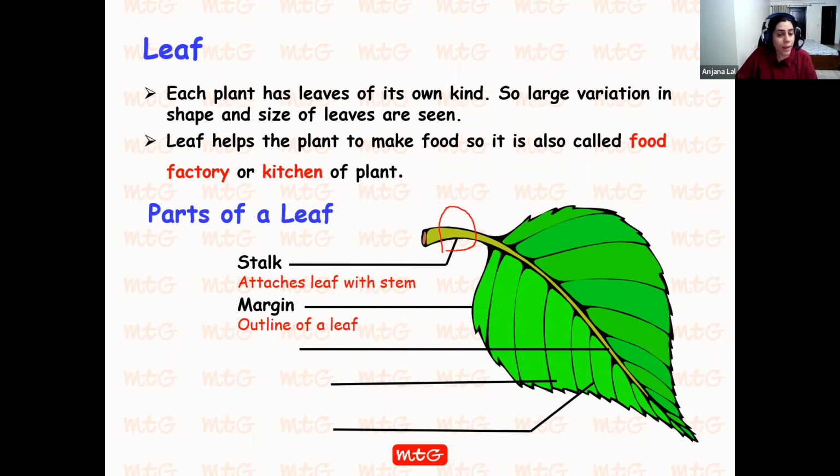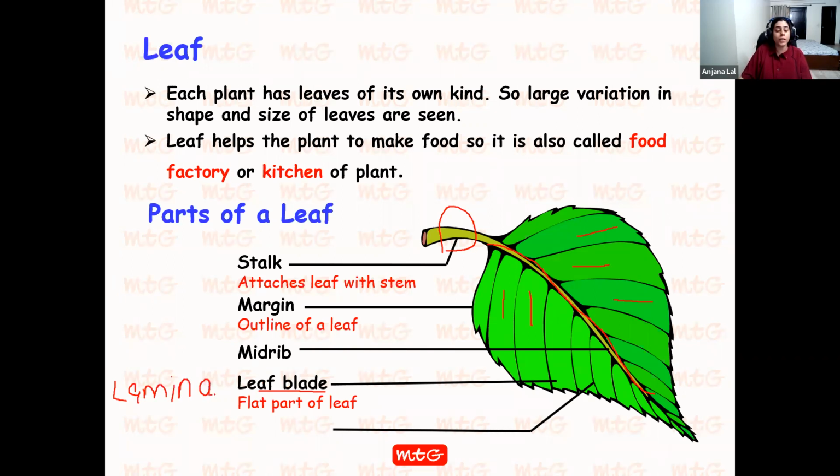Now we're talking about the margin. Margin is the outline of the leaf. The outline part of the leaf is known as the margin, whereas the stalk is the part where the leaf is attached to the stem. Now there is a midrib. This center part, children, can you see? The center part is known as the midrib. And then there is a leaf blade. Now leaf blade is the flat green part where the green pigment chlorophyll is stored, which helps the plant to do photosynthesis. So that part is known as the leaf blade. It is also known as lamina. Got it? Where is the chlorophyll stored? The chlorophyll is stored on the lamina or the leaf blade.